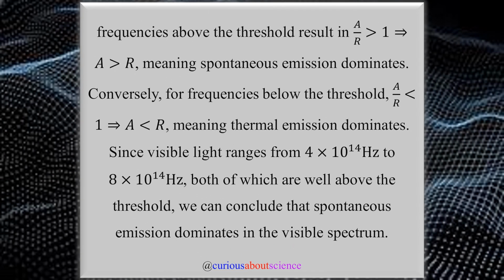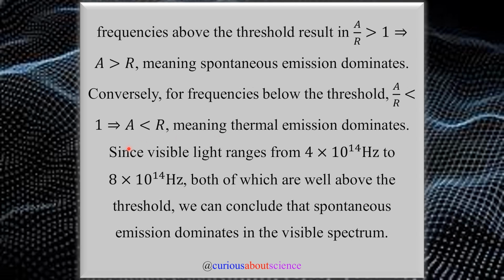Because of that monotonically increasing, we can say that for frequencies above the threshold that we had for A over R, we're going to have something greater than 1. And when we set up this inequality for greater than 1, we see that A is greater than R, meaning that spontaneous emission dominates. Conversely, for frequencies below the threshold, the ratio is going to be less than 1, so A is less than R, which means that the thermal emissions dominate.